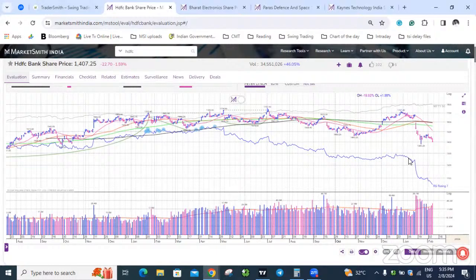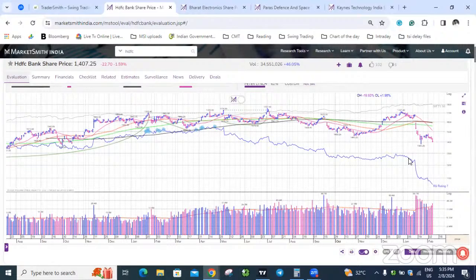But if it retests 1450, some bounce back cannot be denied. But meanwhile, the way the overall structure has emerged in this entire pack, negativity will be there, and it may lose another 8 to 10% in coming days and weeks in HDFC Bank. But once again, if it retests 1450, the scenario will change. But currently it is negative.